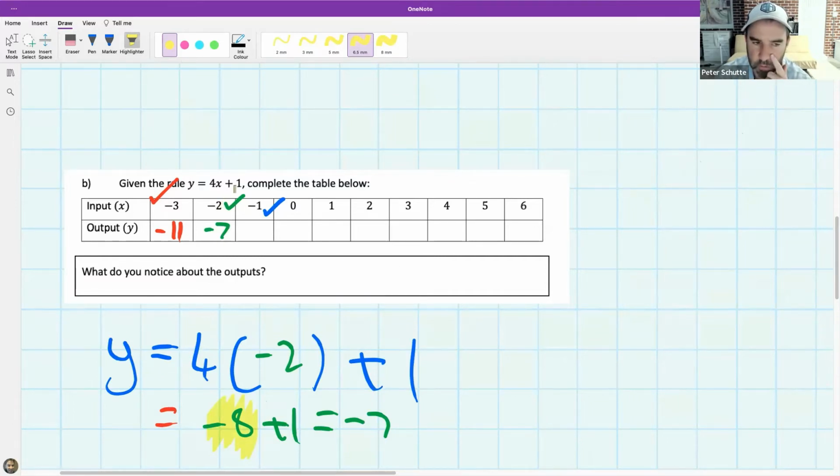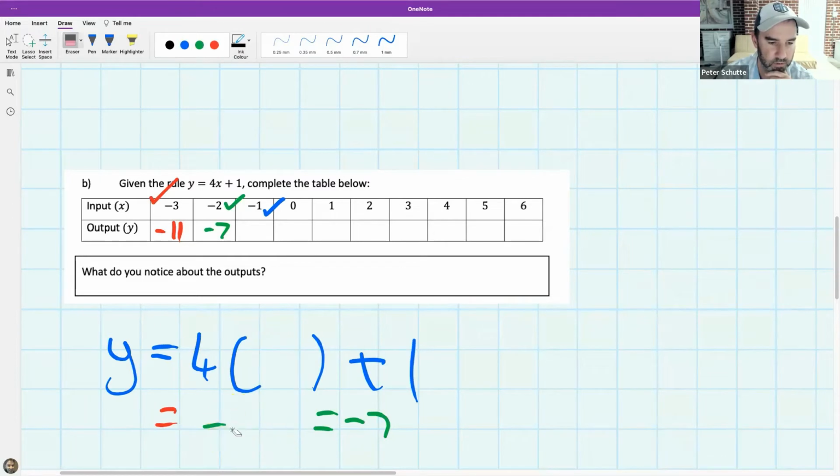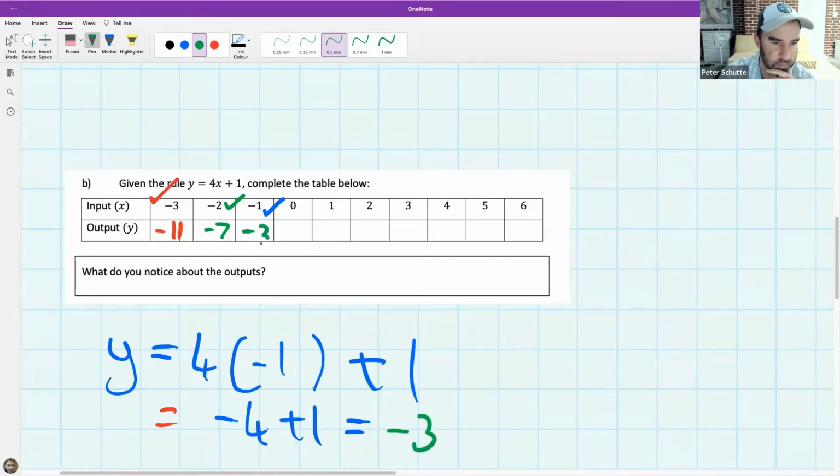Okay, so I want to make a prediction about what the next one's going to be without working it out. And I think the next one is going to be -3, but I haven't worked it out. Okay, so I need to do the working. Let's see what happens. So we put in -1. 4 times -1 is -4 plus 1. And that is going to give me -3, just as I predicted.